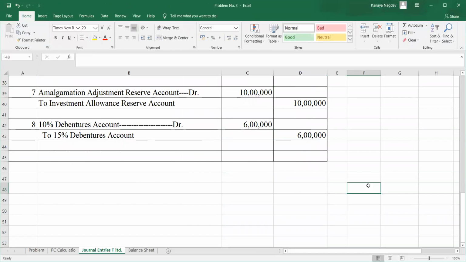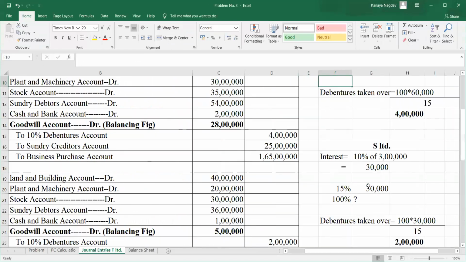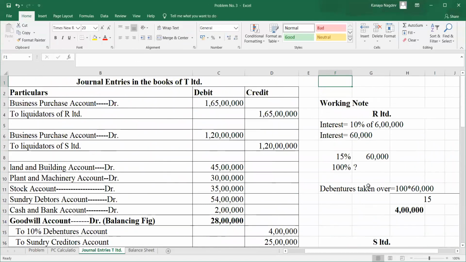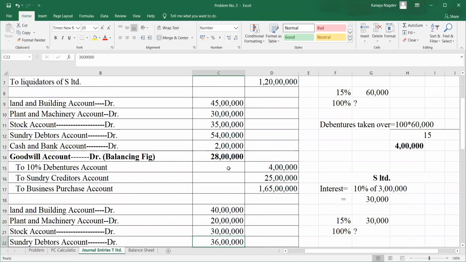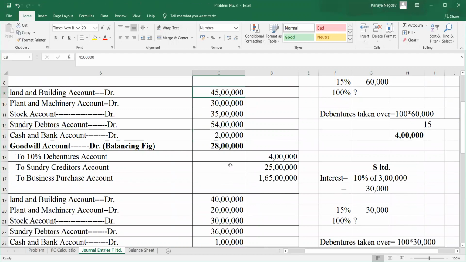Now, why do I pass these journal entries? Because our balance sheet will be clearly made from these journal entries. In the last problem, I discussed that business purchase and liquidators do not have any effect in the balance sheet. So ignore these two entries. Come directly to your incorporation of assets and liabilities entry. That is land and building, plant and machinery, stock, debtors, cash, goodwill. These are to be recorded as assets, but combining together both the companies. This was for R Limited and this is for S Limited. That is 45 plus 40. This we are going to combine together.